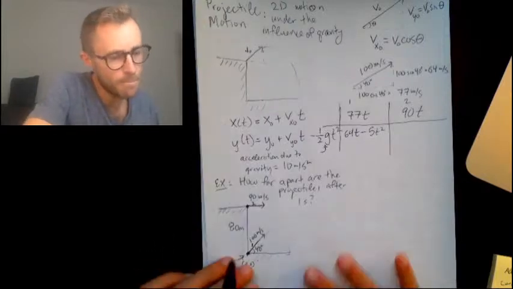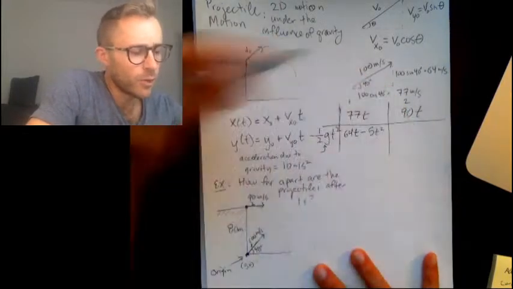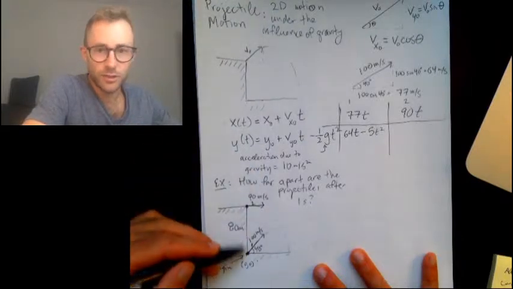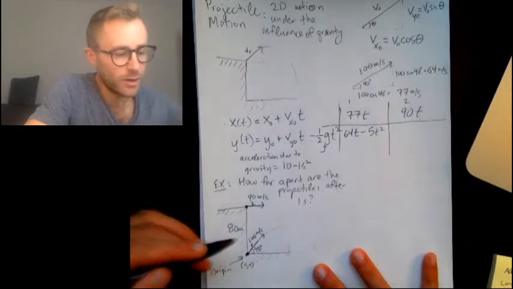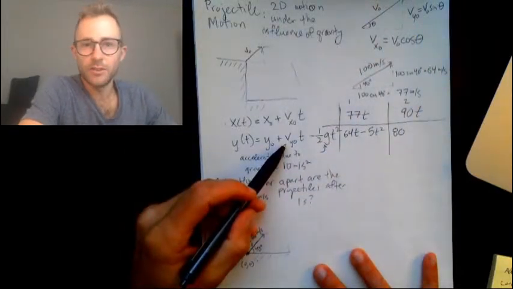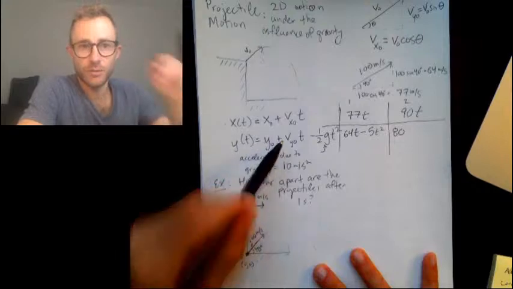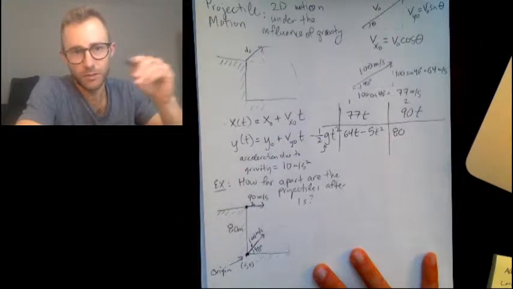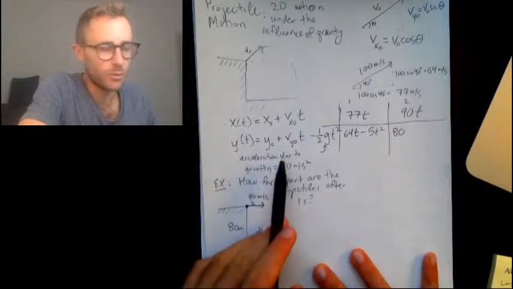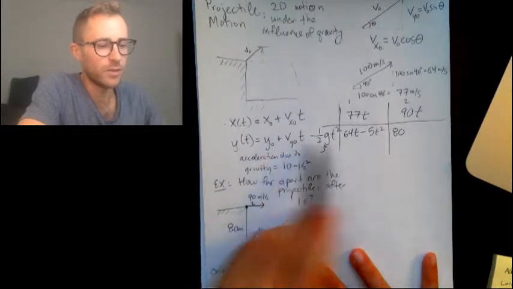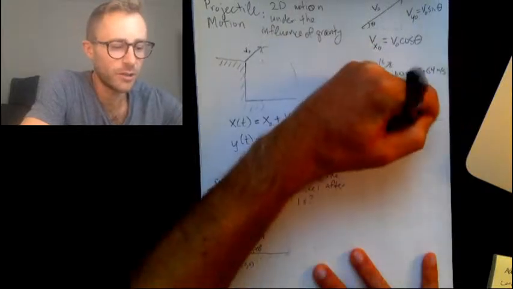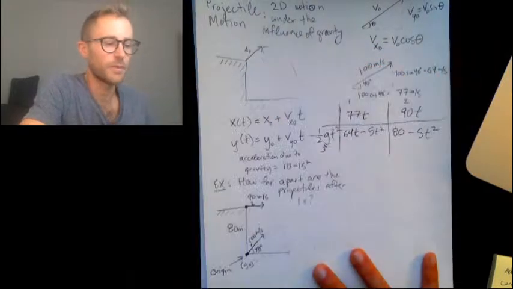All right. For the y of t, the initial y is not 0. The initial y is 80 meters up in the air. So y naught is 80. Vy naught is 0. Because if you launch something horizontally, none of that velocity is going up or down to start with. So we don't have the second term, and then all we have is the first term and the last term. So 80 minus 5t squared. Okay?